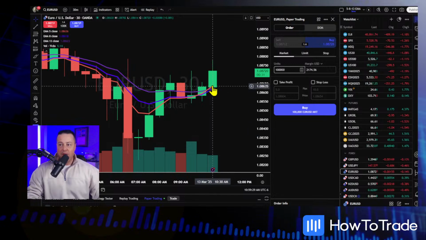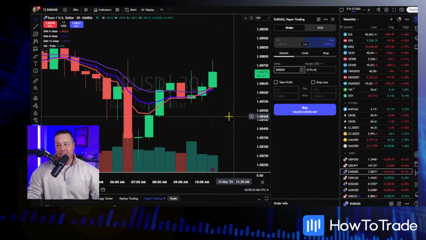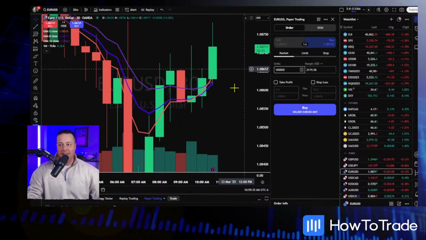We're on a few seconds early because I want to execute this trade right here. We've got a 5-8-13 crossover on the 30-minute Euro USD chart. We're going to go ahead and send them long on this close. It looks like we're going to get that crossover.